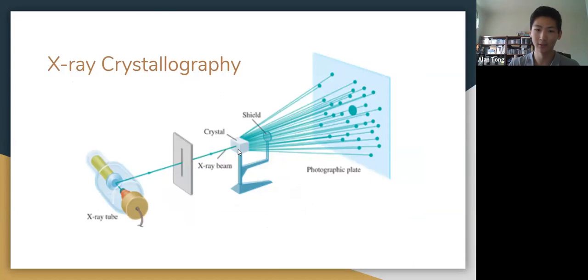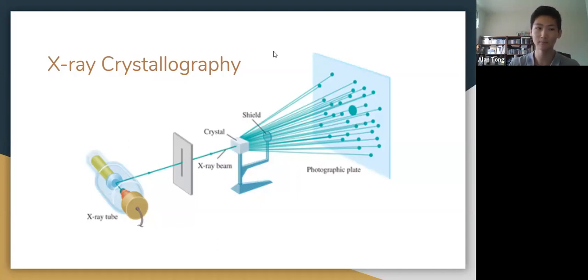It hits the crystal, and the crystal diffracts these rays. As the X-ray passes through that crystal, it will interact with the atoms and the electrons, and it will spit out this beautiful pattern of dots. It might not seem beautiful now, but you'll see how those dots can be used to then go back to find out what the structure of that crystal was.